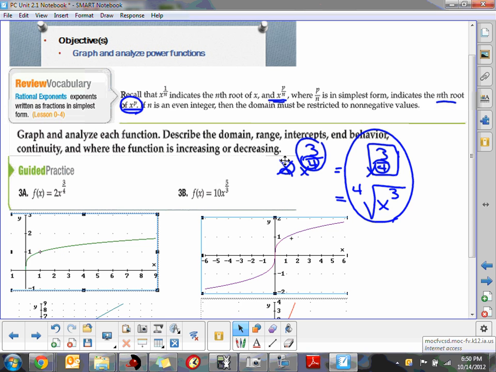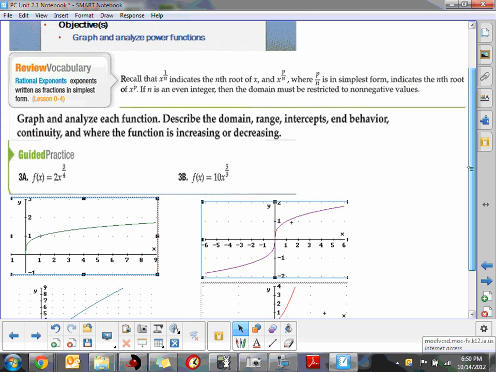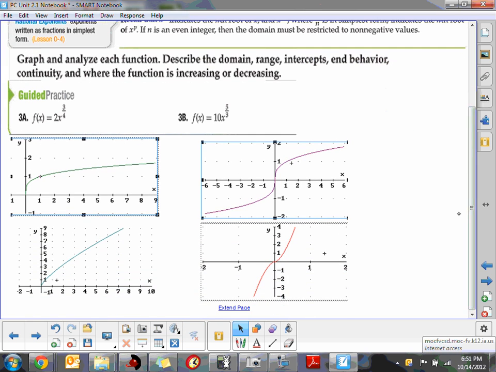Okay, so let's begin the discussion on the function that they give us. Our function is 2 times x to the 3/4 power. Again, if you wanted to, you could rewrite this as 2 times the 4th root of x to the 3rd, and that might be helpful when we start looking at our domain and continuity and other tests that we're going to look at.